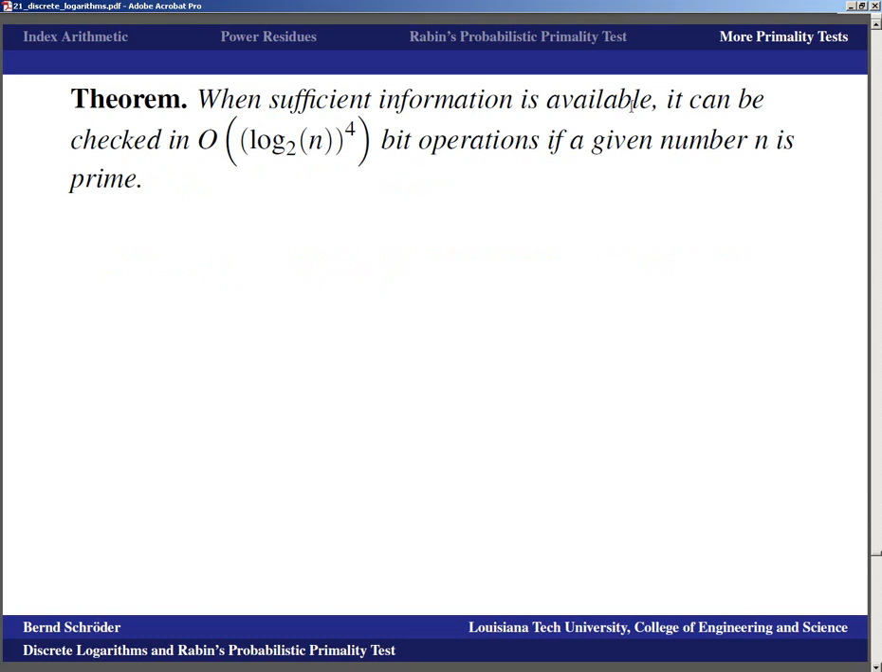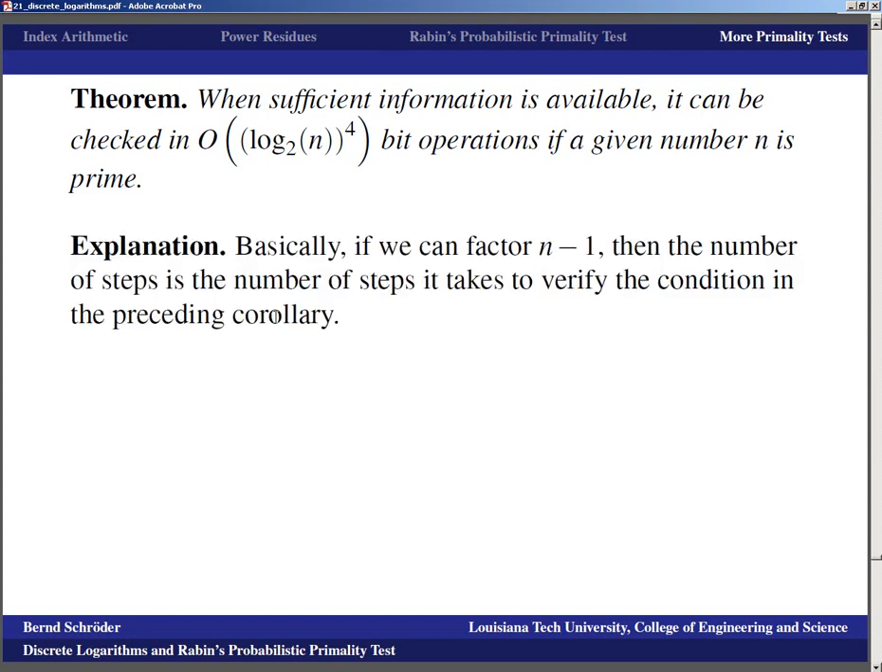But basically then, when sufficient information is available, and that's something that I just took out of the textbook, and I'm not going to go into details, this is parlayed with more sophisticated mathematics into an honest-to-goodness test to check in O((log_2 n)^4) bit operations if a given number n is prime. So when sufficient information is available, it can be checked that way, and the explanation is basically if we can factor n-1, that's the sufficient information we need. If we can factor n-1, then the number of steps taken to verify the condition in this corollary is exactly this O((log_2 n)^4). So that is something where I'll just refer you to the text here.